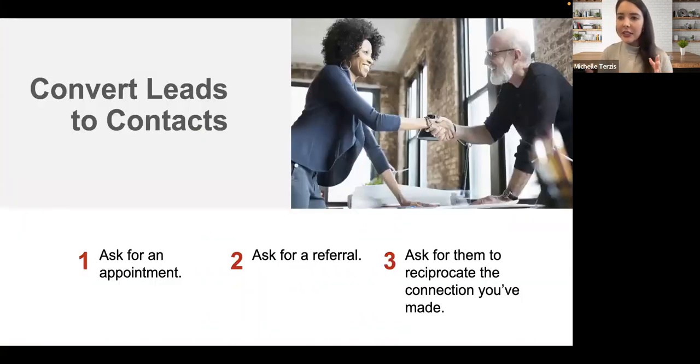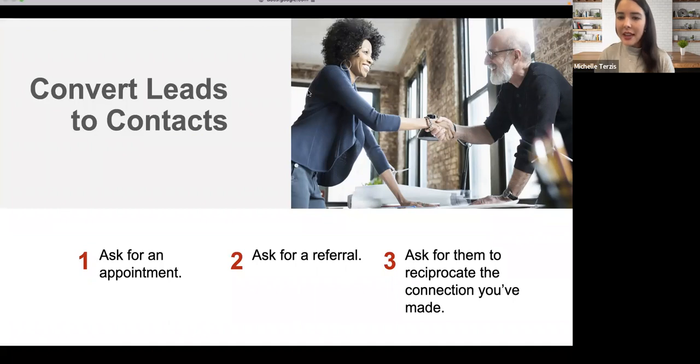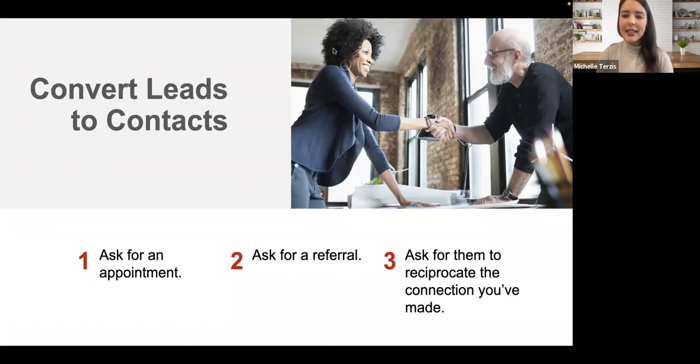When you're converting your leads, you've now qualified them. You want to make sure you're asking for the appointment, also asking for a referral, and asking for them to reciprocate the connection you've made. What this means is every single time you have an opportunity to go on an appointment and you have an opportunity to talk with someone, you want to ask for a referral so you can see if you can get more business. And you want to make sure that they know that you actually know that they feel connection the way that you feel connection. So that's getting them to reciprocate the connection.